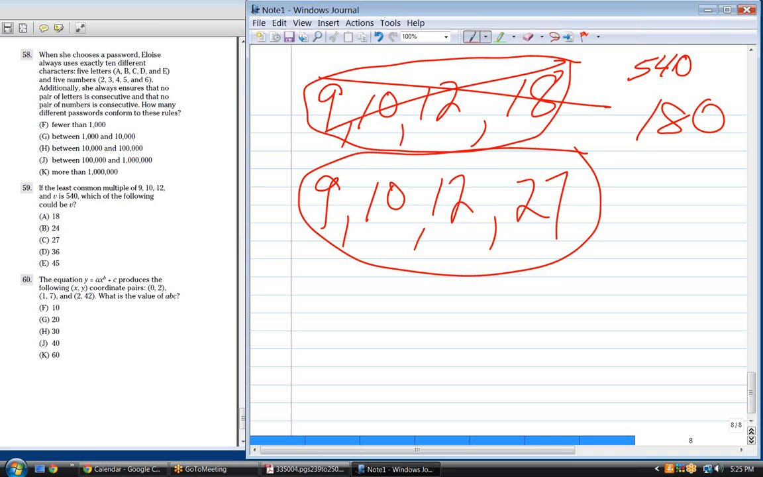If 18, it can't be 24, because 540 wouldn't be the least common multiple. It could be 27. The question is, is 540 the least common multiple? Probably is. Makes sense. It's not going to be 270 because 12 doesn't go into 270.